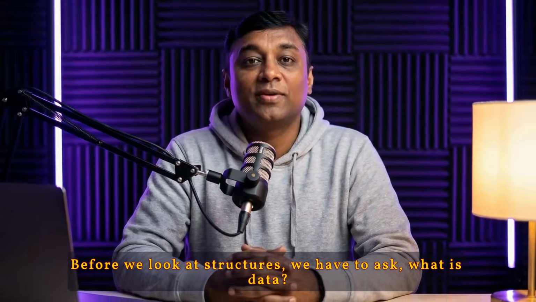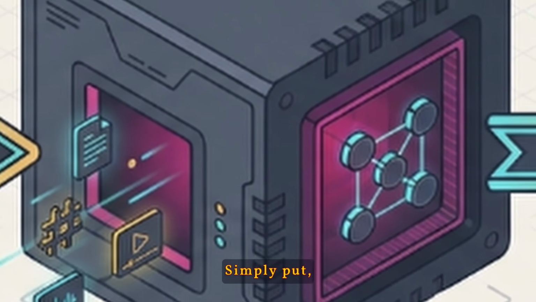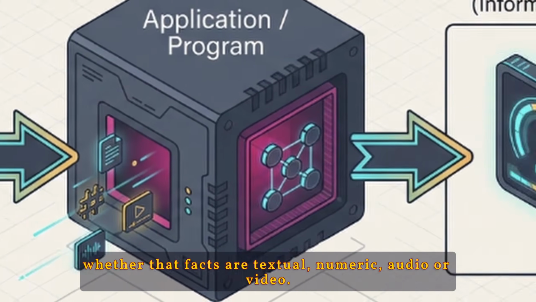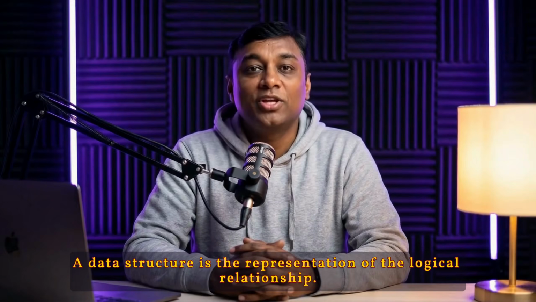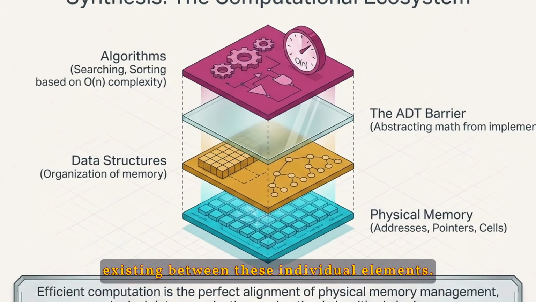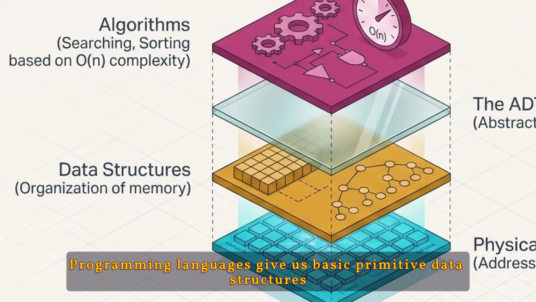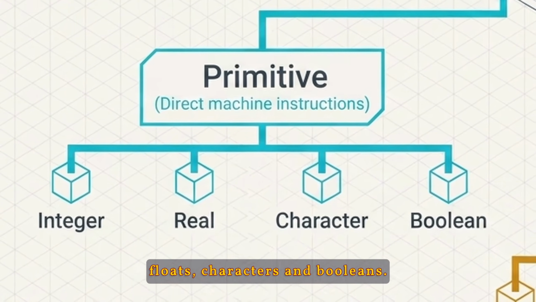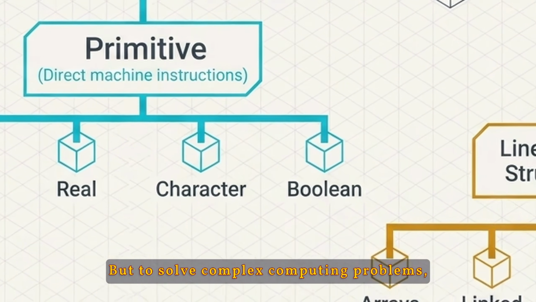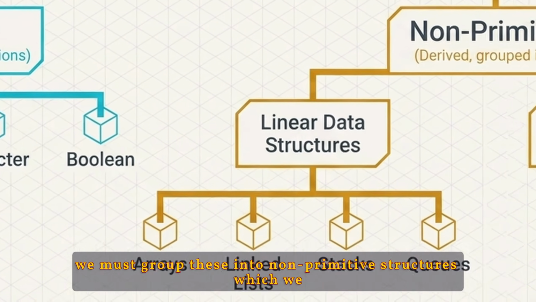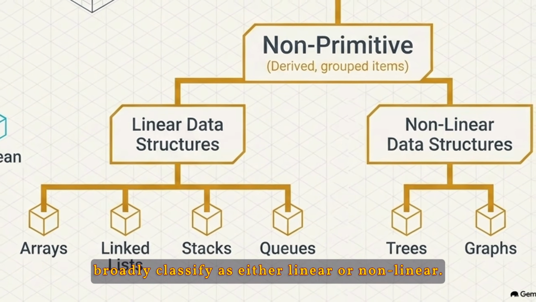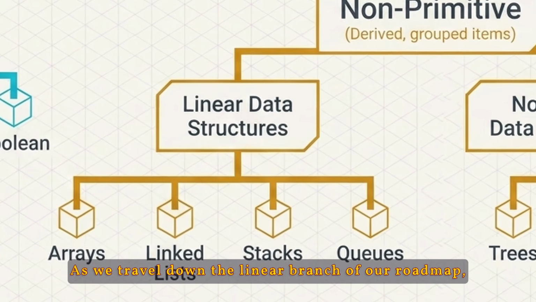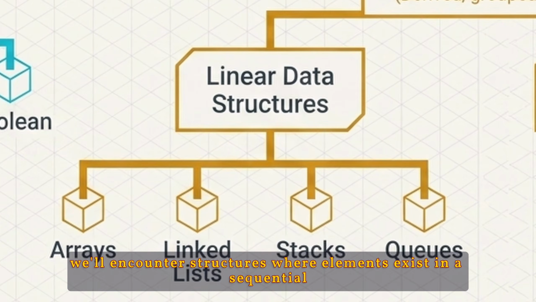Before we look at structures, we have to ask, what is data? Simply put, data is a collection of facts from which conclusions can be drawn, whether those facts are textual, numeric, audio, or video. A data structure is the representation of the logical relationship existing between these individual elements. Programming languages give us basic primitive data structures like integers, floats, characters, and booleans. But to solve complex computing problems, we must group these into non-primitive structures, which we broadly classify as either linear or non-linear.